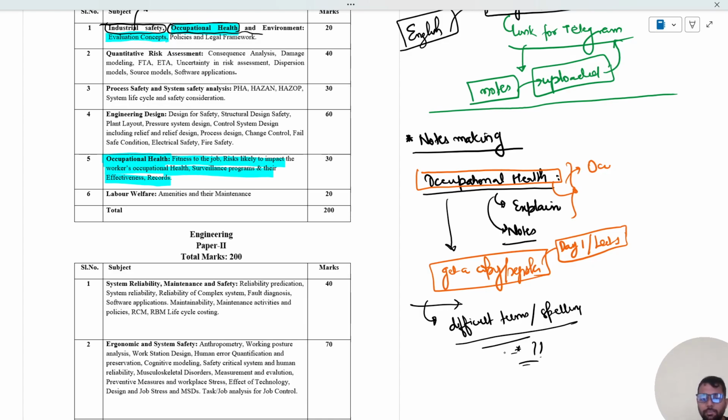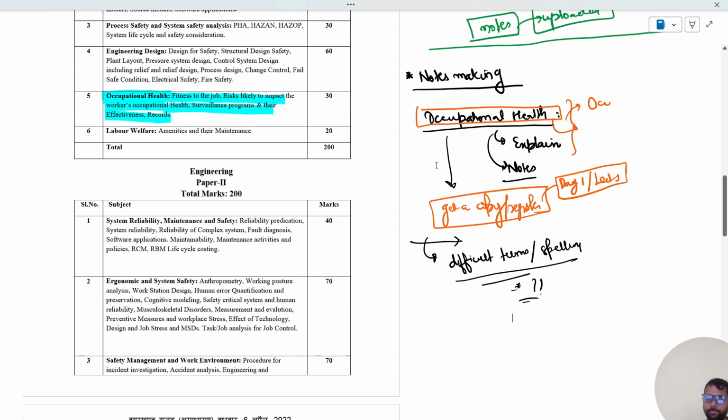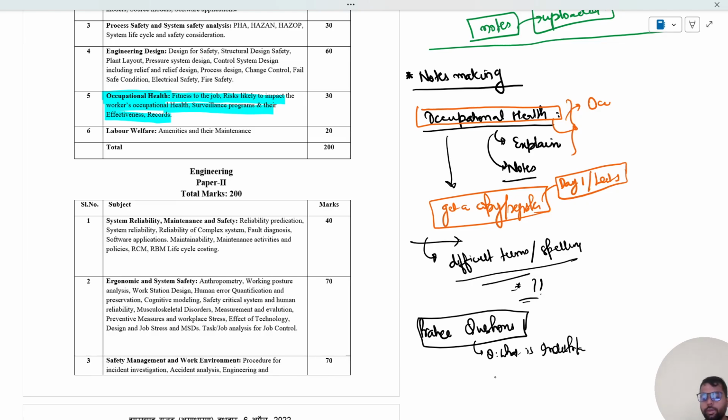And after the completion of the entire topic, I'll be giving you practice questions from the topic. For example, the first topic we have covered is industrial safety. So after I complete the topic, I will give you two, three questions. Question number one: what is industrial safety? Question number two: what is the difference between risk and hazard?